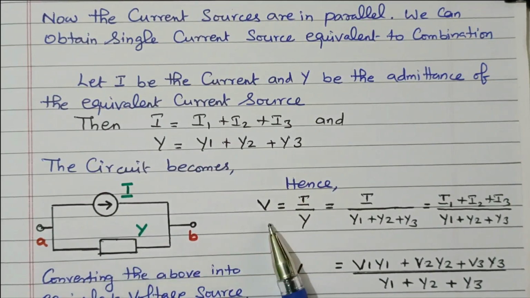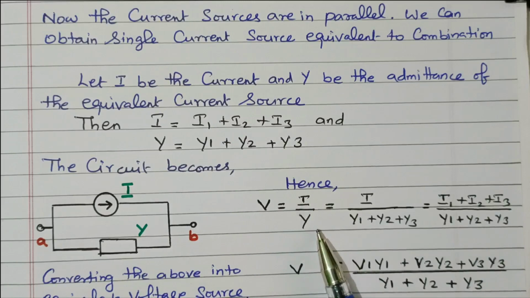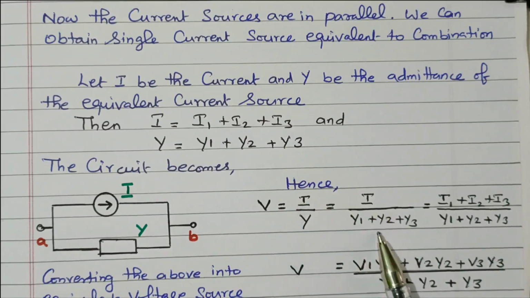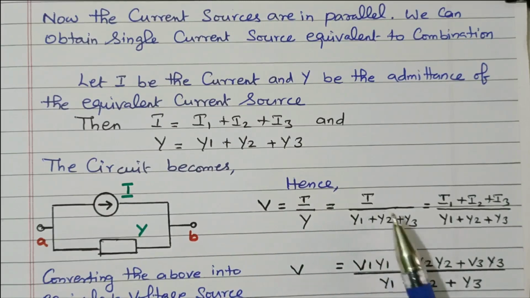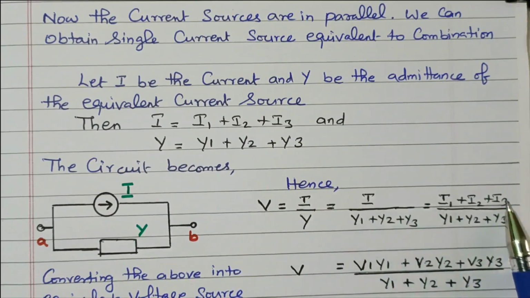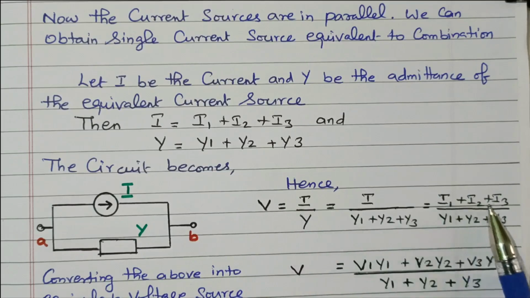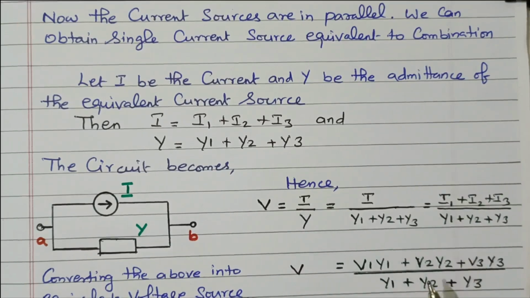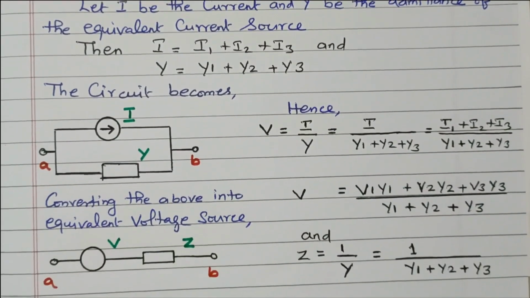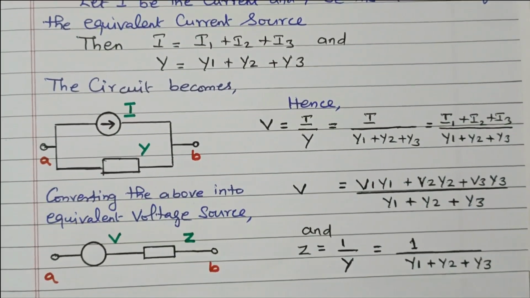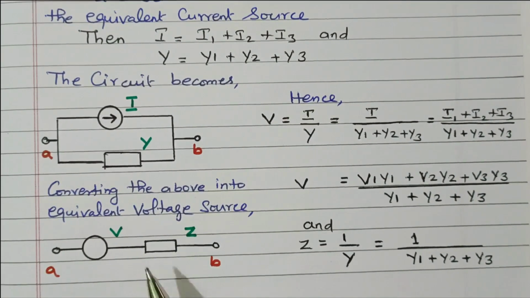How to calculate this V? V equals I by Y, that is I by Y1 plus Y2 plus Y3, where I is also I1 plus I2 plus I3. Right? So V equals I by Y, that is the sum of currents divided by the sum of admittances. So this one can be converted into a voltage source also. The same thing can be converted into voltage.